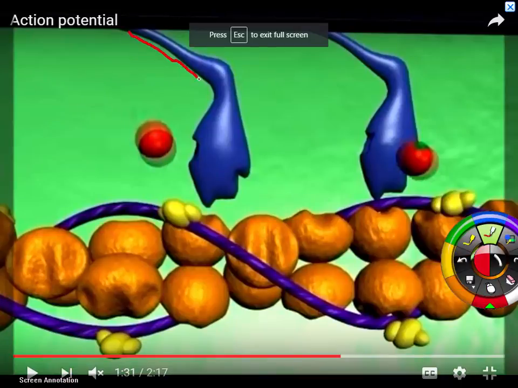This is myosin, and this is what's called the myosin head, and on the myosin head is a molecule of ATP. Are you with me?